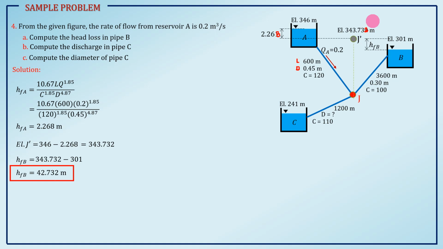Next is to determine the discharge in pipe C. To determine the discharge at pipe C, we must know the value of the discharge at B. We know that the flow from A will be distributed to C and B, so they split at the junction. So, let's determine QB.